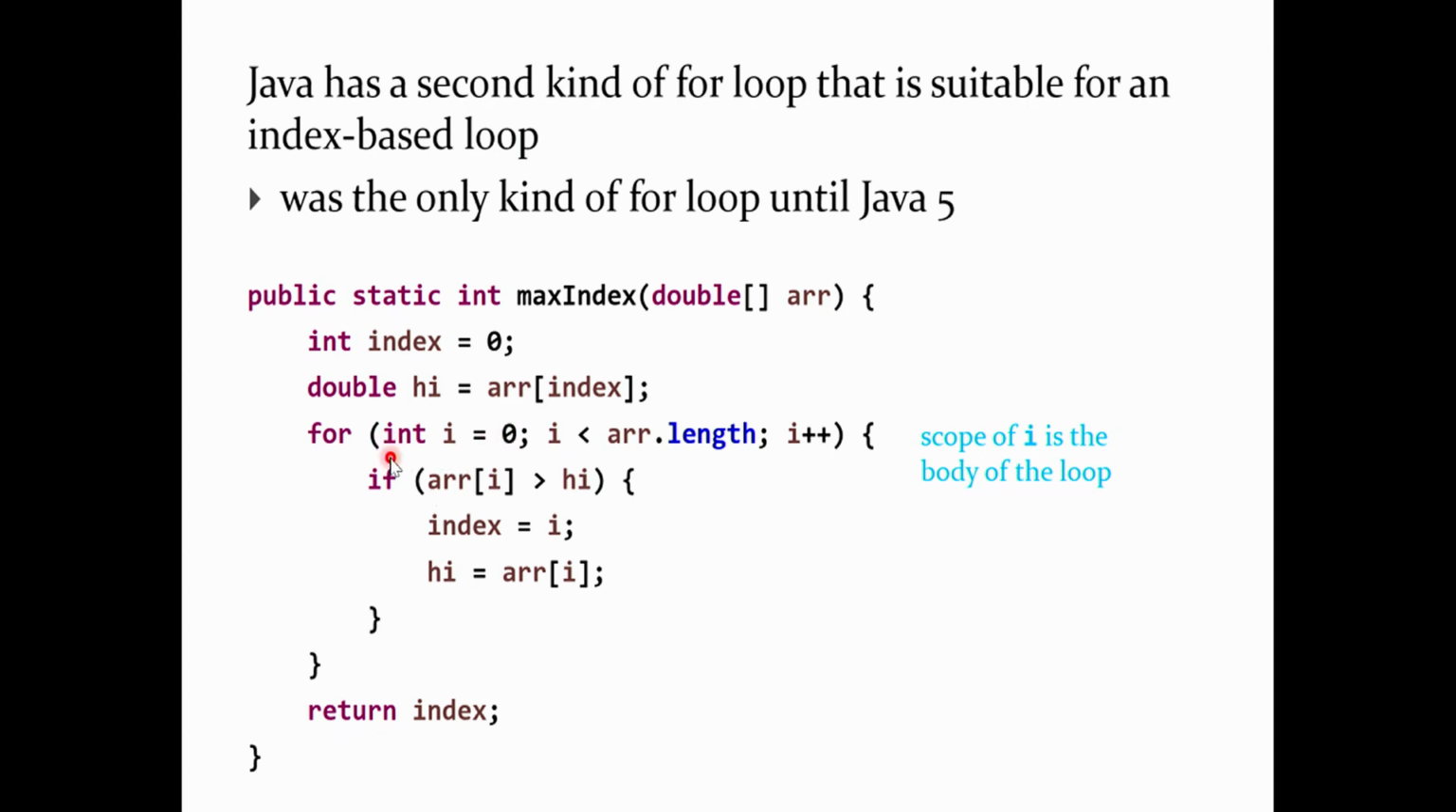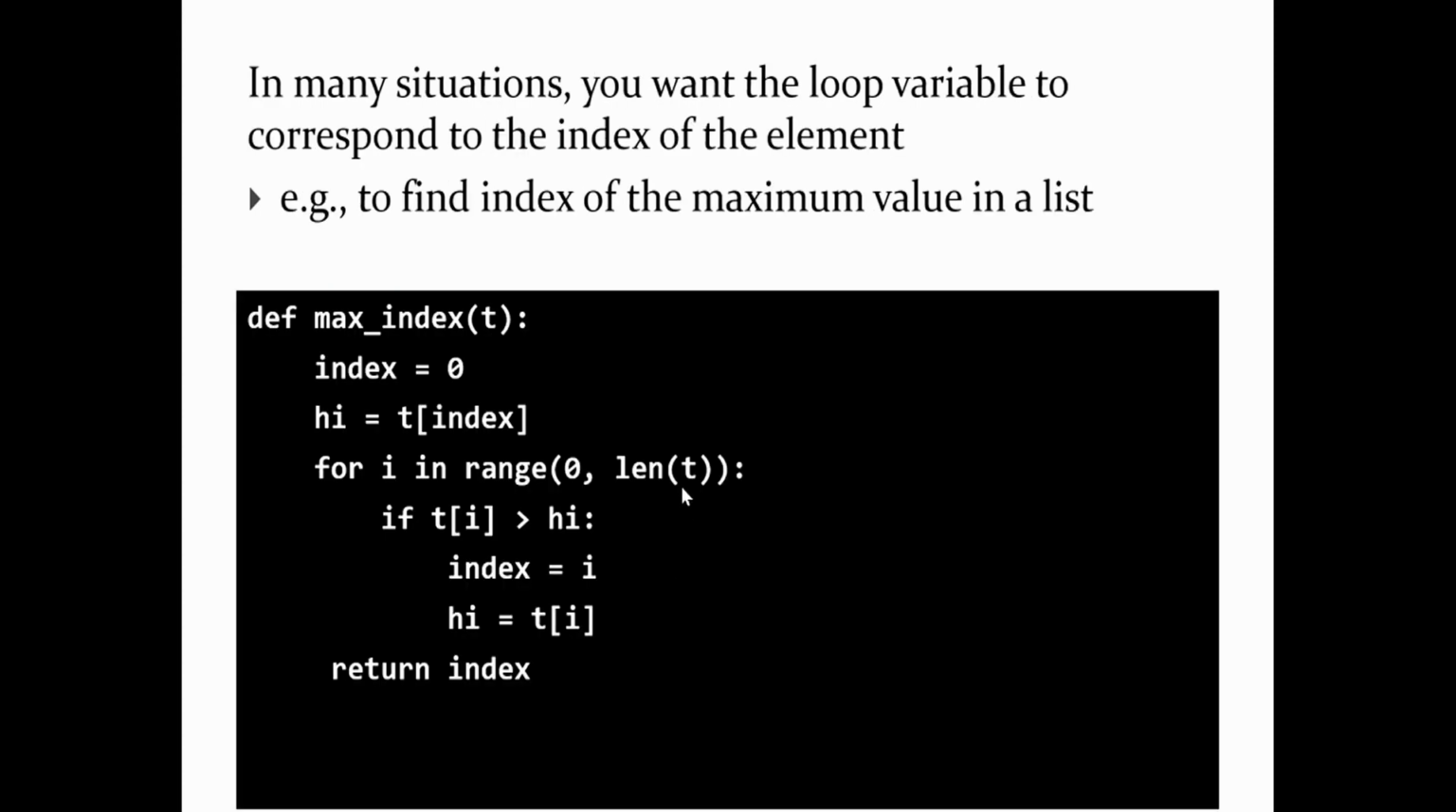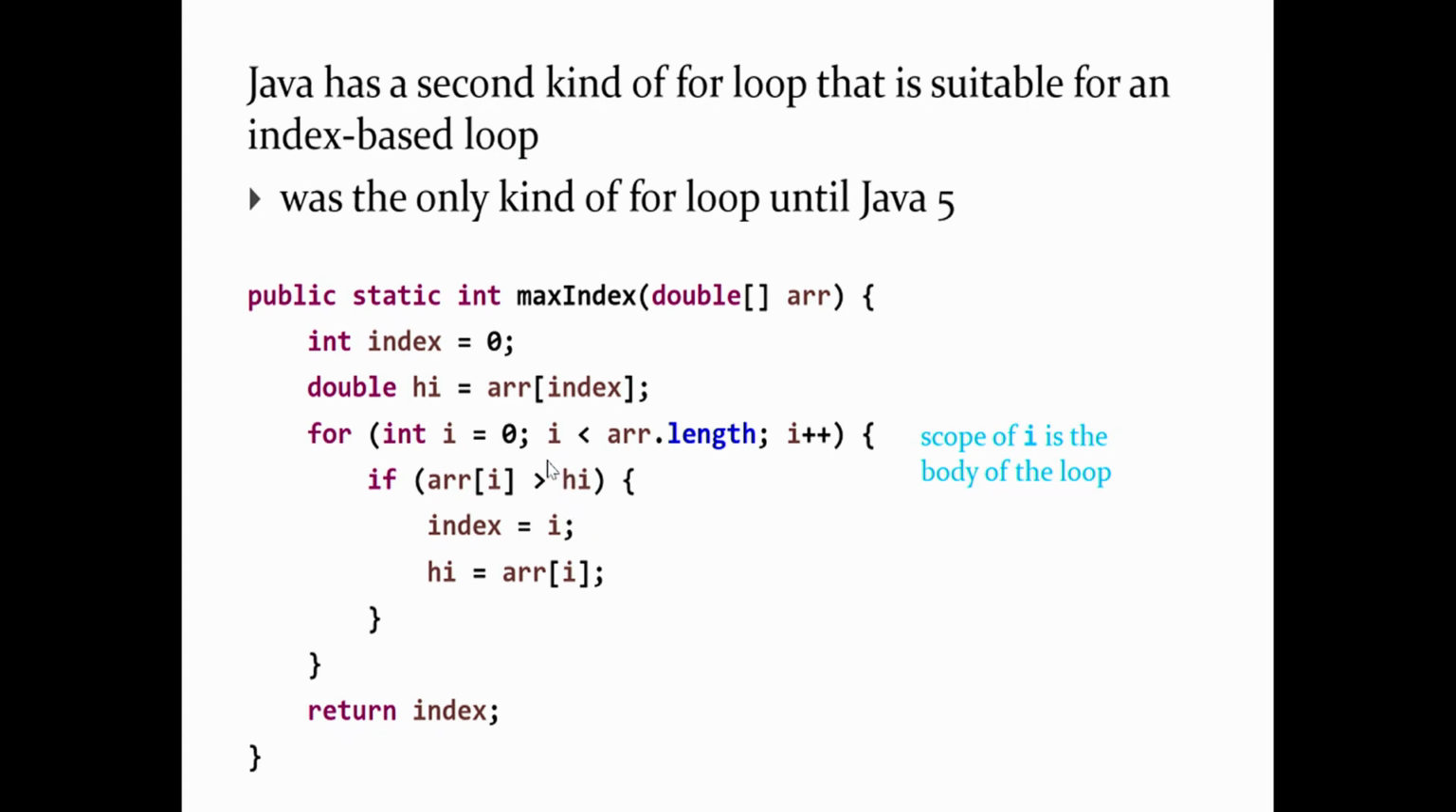Now its type is int because it corresponds to an index, and indexes are always integer values. So i is the index. It starts at 0, semicolon. Now this loop stops when i is equal to the length of the list. The other way to think about this is, this loop runs as long as i is less than the length of the list. So the second part is a condition that says when the loop should run: as long as i is less than the length of the array.